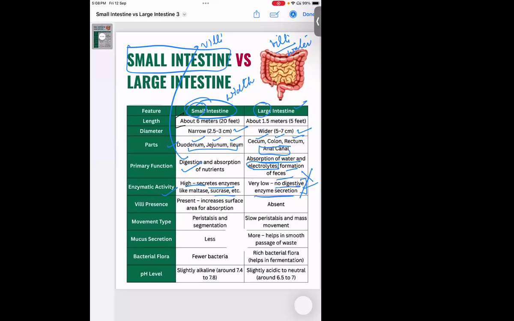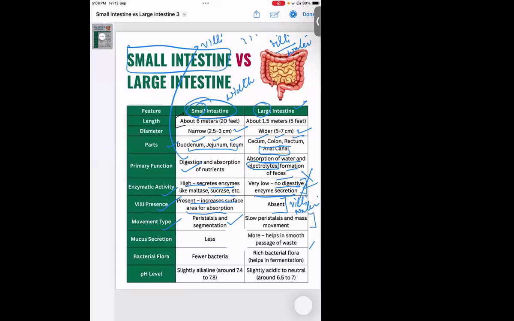Okay. So, no digestive enzymes are needed in the large intestine because complete digestion is already done in the small intestine. Villi are present in the small intestine, which help in increasing the surface area, whereas in the large intestine, they help in the absorption of water. For movement, they have peristalsis, and in the small intestine, they also have segmentation. Segmentation means a kind of division.